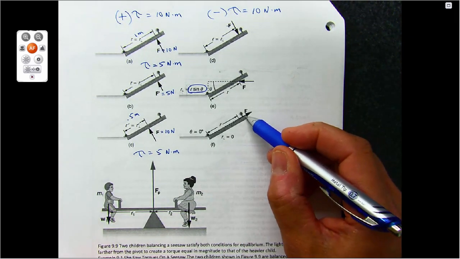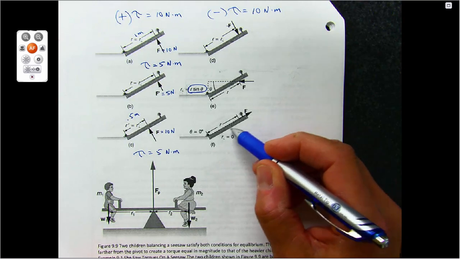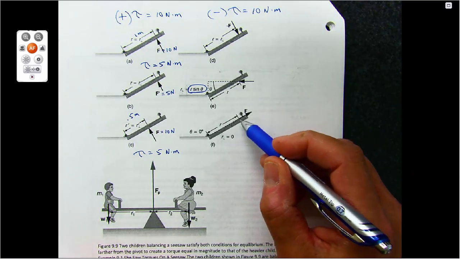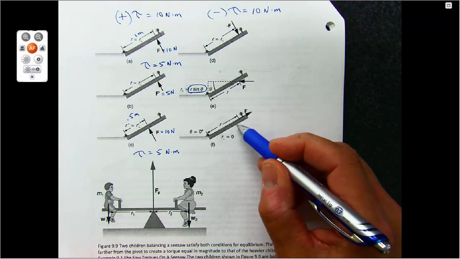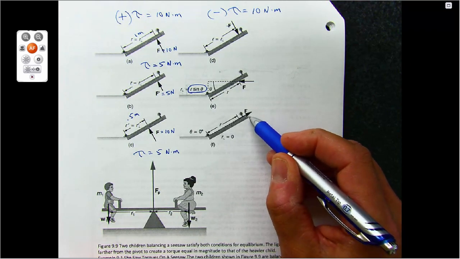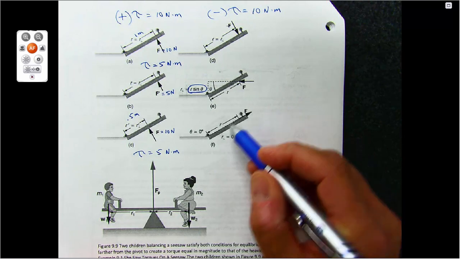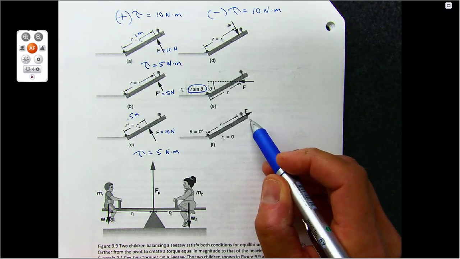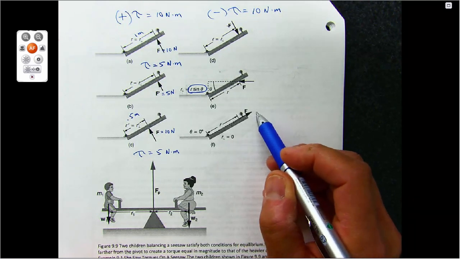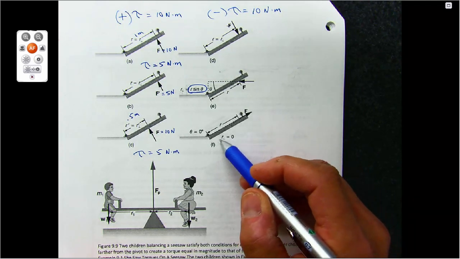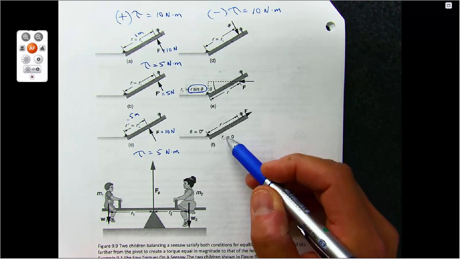This right here is not applying any torque. This is not going to cause any rotation, right? If you're pulling on the door straight out, that's not going to cause any rotation. You could say that the force is applied at 0.